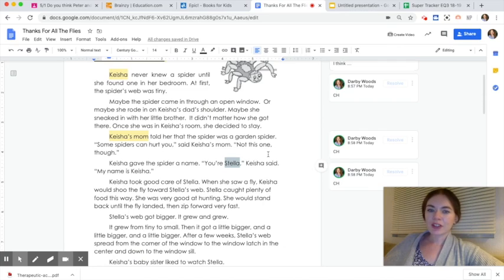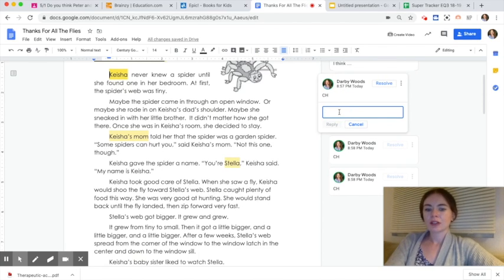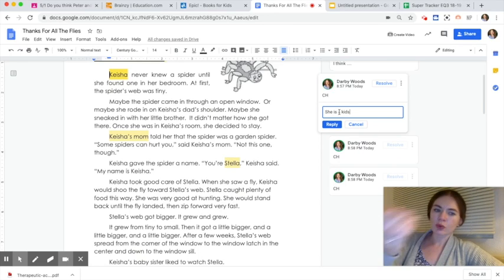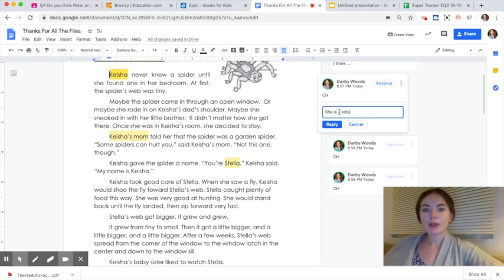Now that we've identified our characters, we will sometimes like to think about what we know about them so far. So what are some things I know about them so far? I know that Keisha is a kid. So she is a kid. I know this because she has a room and she's living with her mom.